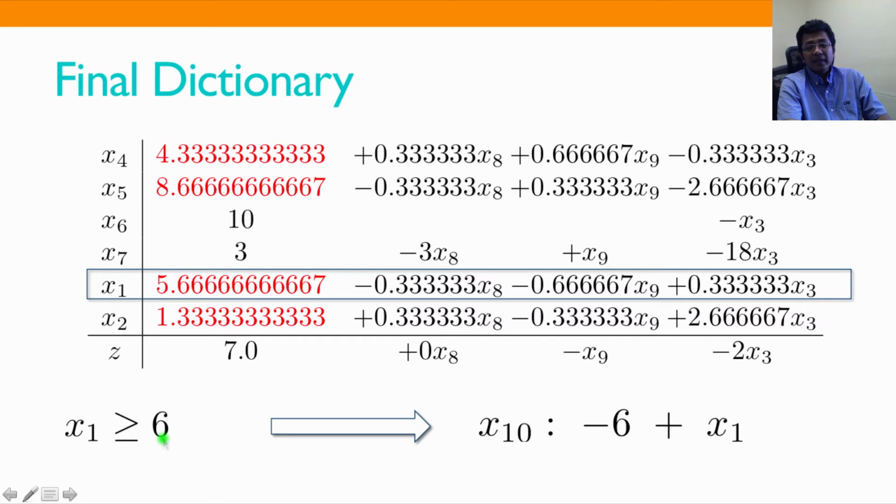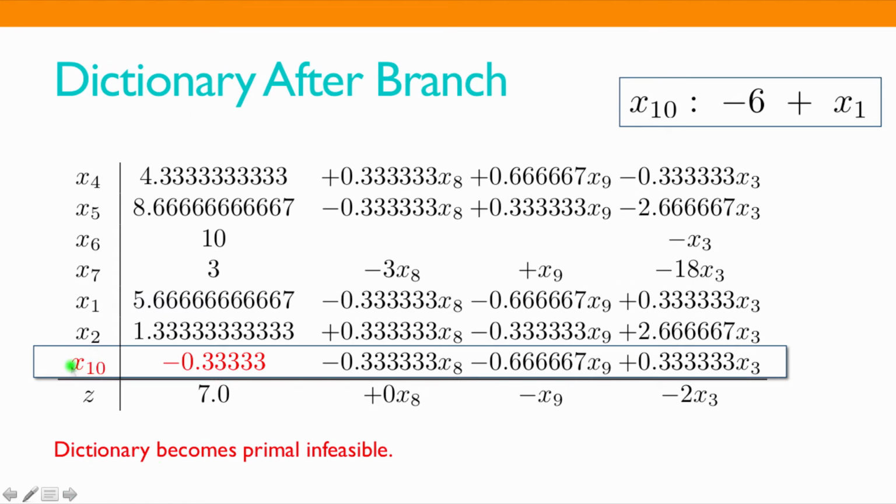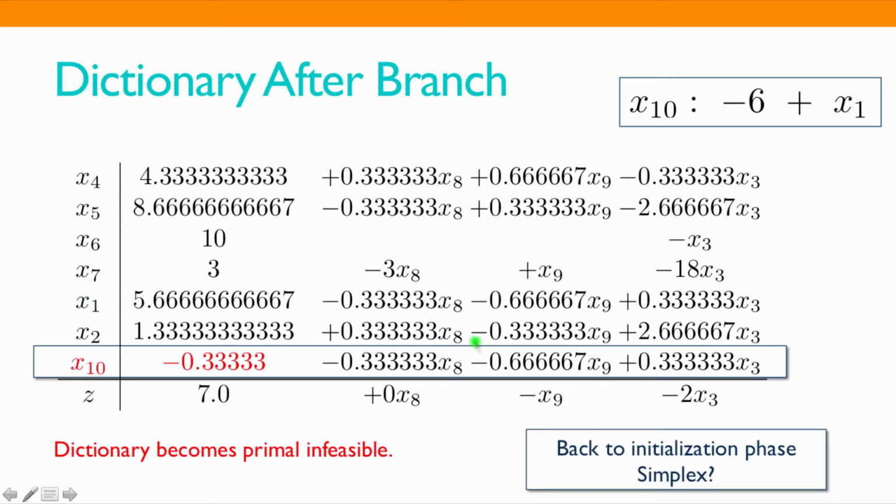Now, x1 greater than or equal to 6, if we approach this process naively, and I'll talk about a more intelligent way of doing this later on, we get a slack variable x10, which is minus 6 plus x1. So we can now start to insert the slack variable into the dictionary, and we do so by adding a new row for x10. Previously x10 was minus 6 plus x1, but x1 itself is basic. So you have to express it in terms of x8, x9, and x3, and we have done so right here. It's a very simple substitution. And as you can imagine, here we have the dictionary being infeasible.